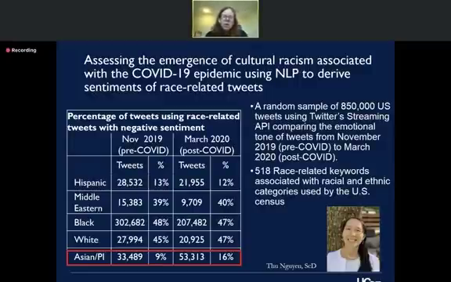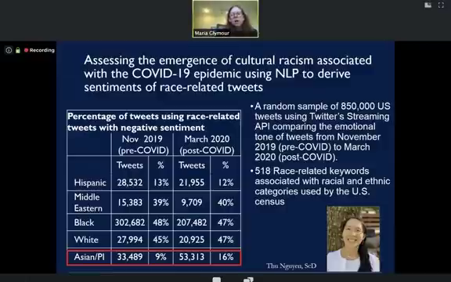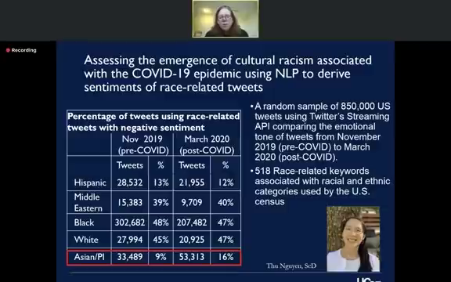What you see here is, if you look at the first row for tweets related to Hispanics, there's very little difference in the negative sentiment in November 2019 versus March 2020. Middle Easterners, much more negative sentiment in both time periods, but really no change. Black and African Americans, essentially no change. Whites, essentially no change. But a real spike for Asian and Pacific Islander groups, suggesting a real concern about growing anti-Asian racism and stigma during that time period.